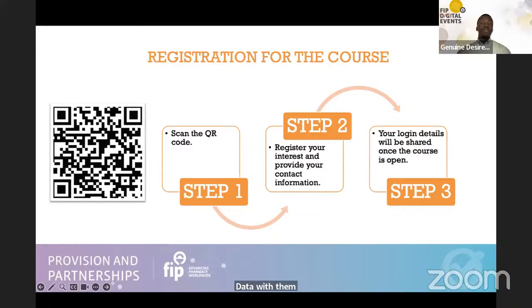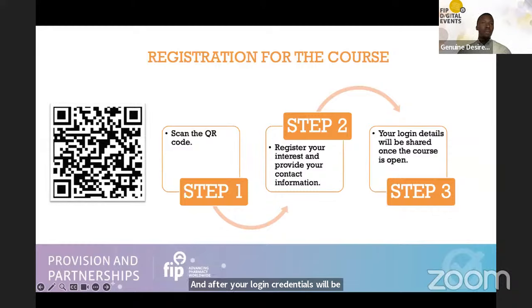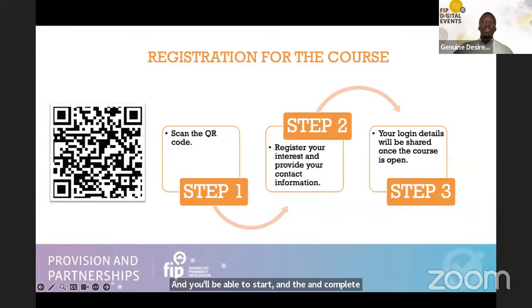After you've filled and submitted this form, of course, we will receive your registration, and thereafter your login credentials will be shared with you via the email that you registered with once the course is open in November. Once you get your credentials, you're able to log in onto the FIPEX learning platform, and you'll be able to start and complete the course at your own pace.